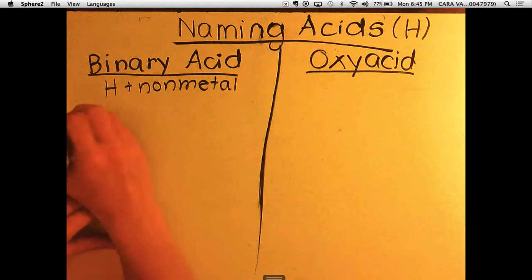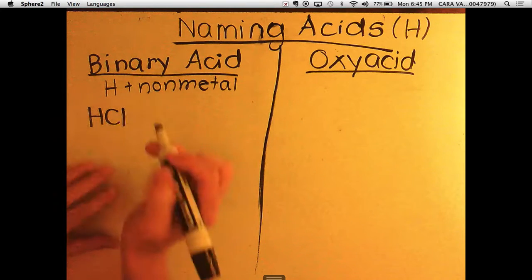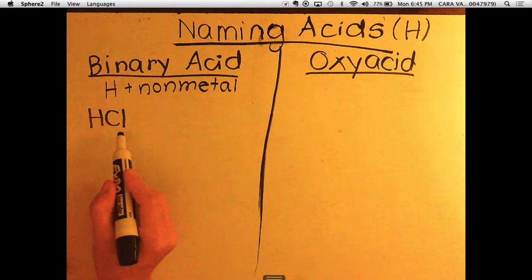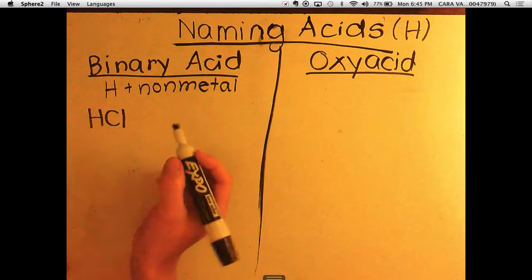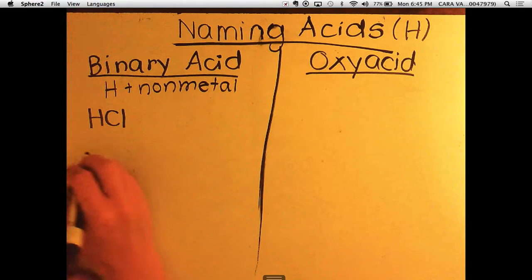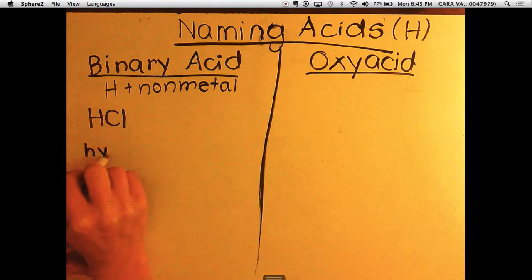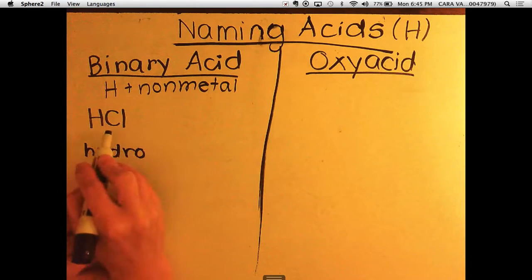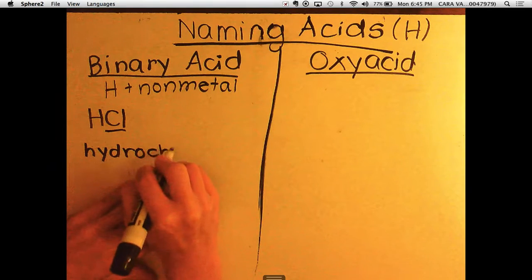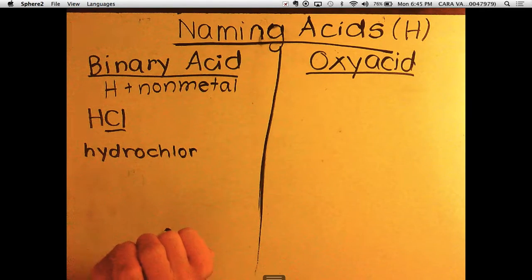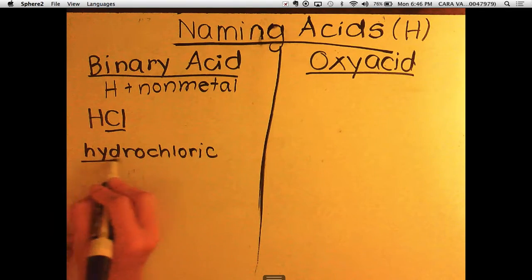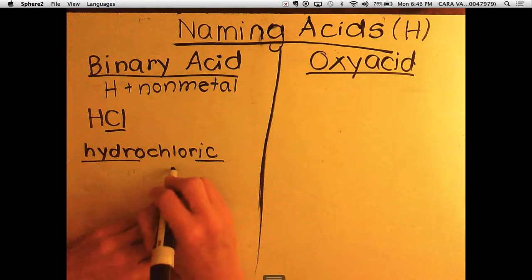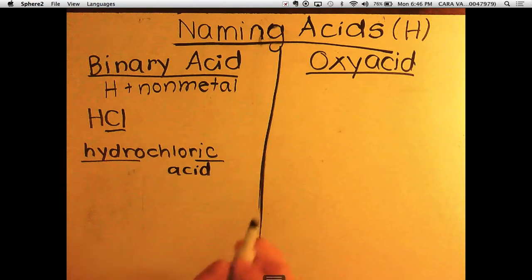An example of that would be HCl. We see the hydrogen, that's telling us it's an acid. We see the chlorine, and chlorine's a nonmetal. So in this situation, you have hydrogen and a nonmetal. We are going to identify this by first writing the prefix hydro. You look at the nonmetal, write chlor, drop the INE and add IC to the end. So you've got that prefix hydro, that suffix ic, and you end it with acid. Here we see hydrochloric acid.